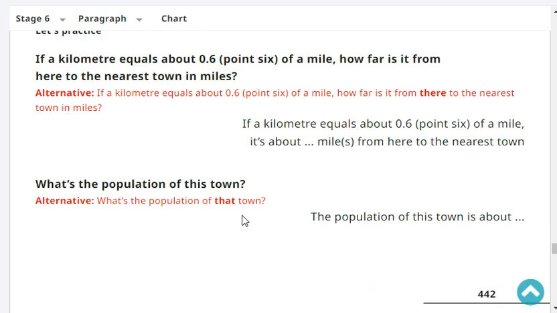What's the population of your town? The population of my town is about 80,000 people. Yes. Very good.